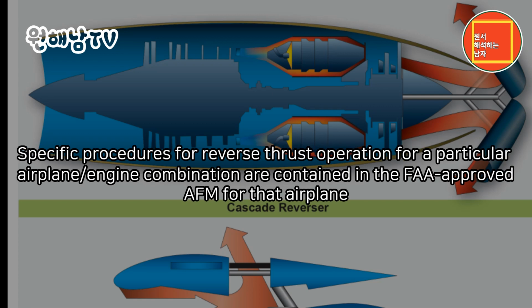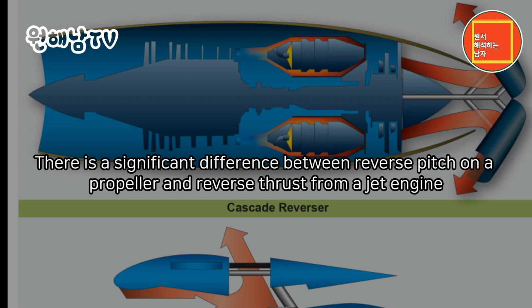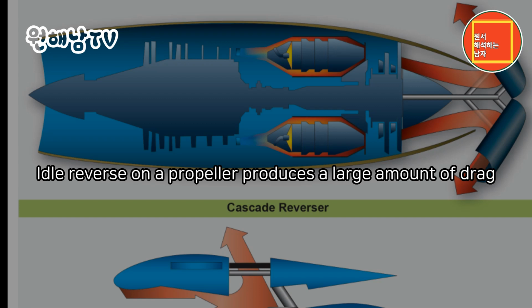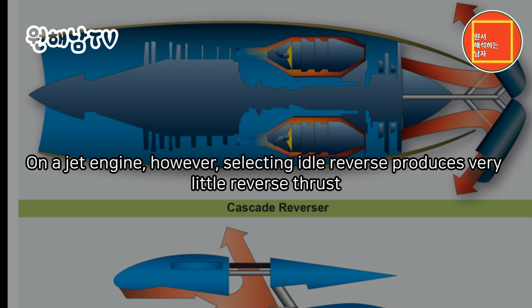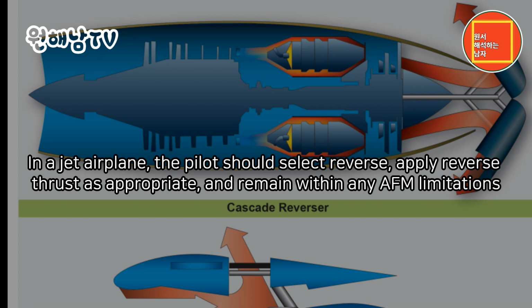Specific procedures for reverse thrust operation for a particular airplane engine combination are contained in the FAA-approved AFM for that airplane. There is a significant difference between reverse pitch on a propeller and reverse thrust from a jet engine. Idle reverse on a propeller produces a large amount of drag. On a jet engine, however, selecting idle reverse produces very little reverse thrust. In a jet airplane, the pilot should select reverse, apply reverse thrust as appropriate, and remain within any AFM limitations.